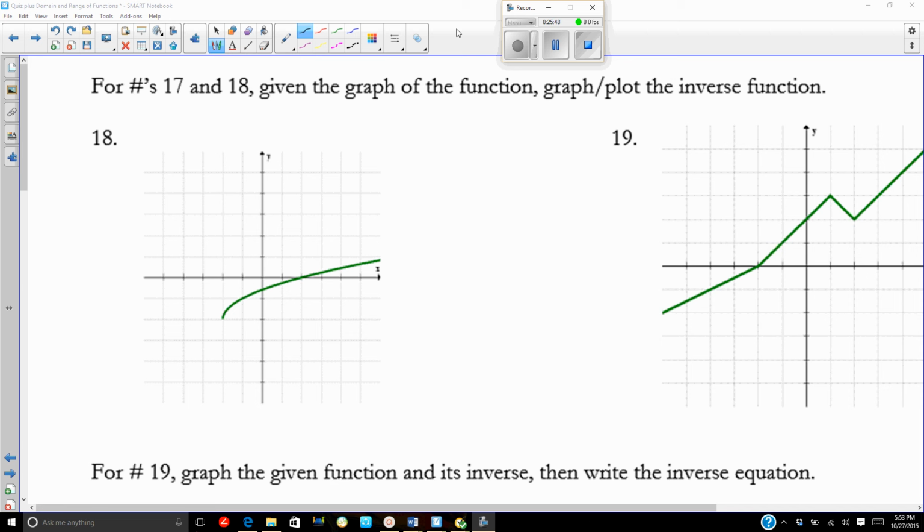All right, finally, it says 17 and 18, but 18 and 19 and 20, just a few graphing problems. Essentially what we want to do is pick points off this graph that we know the coordinates of, and we just want to flip-flop them.